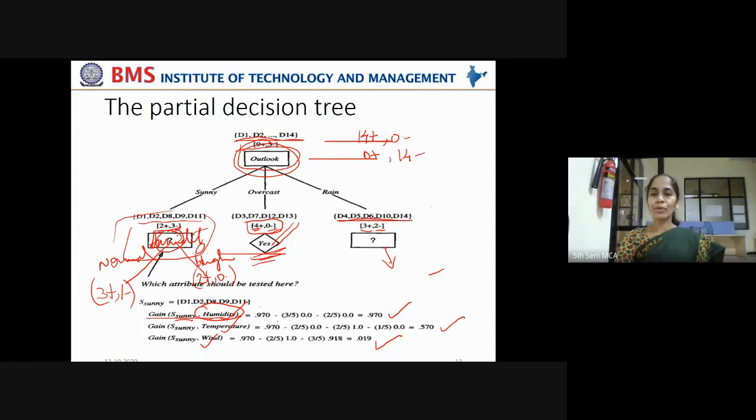Right? Now you go to the other part. Don't consider this part. Why? Because it has reached the leaf node. It has reached the final target label. So you need not consider that particular branch.